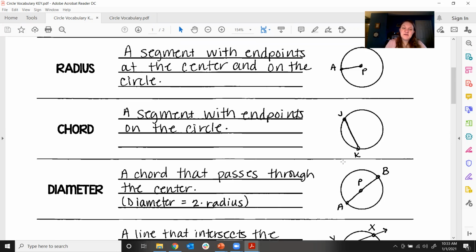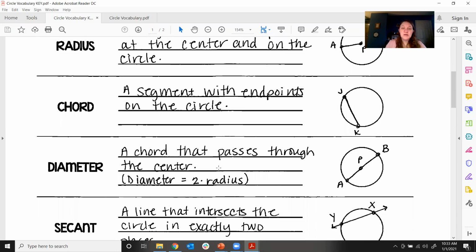Another part of a circle that I'm hoping you've heard before is a chord. A chord is a segment with endpoints on the circle. So here JK is a chord because J is on the circle and K is on the circle. A special type of chord is a diameter. It's a chord, but it has to pass through the center.